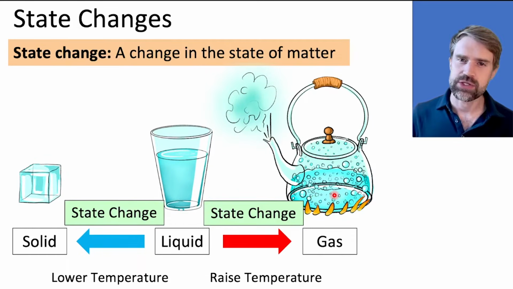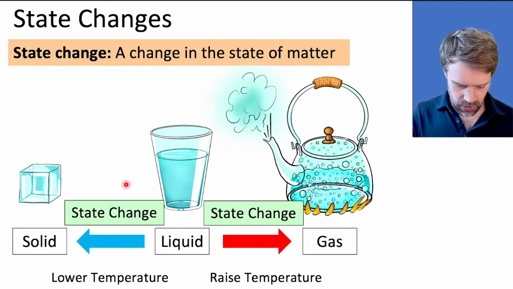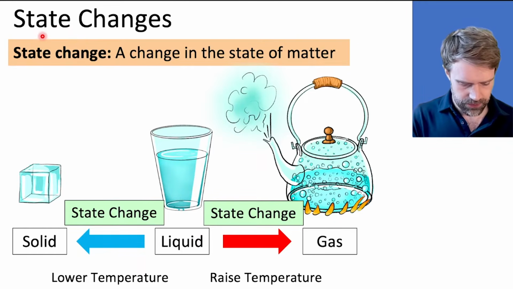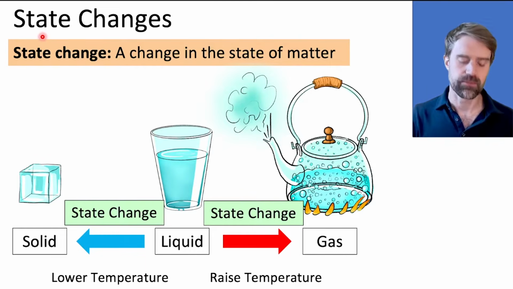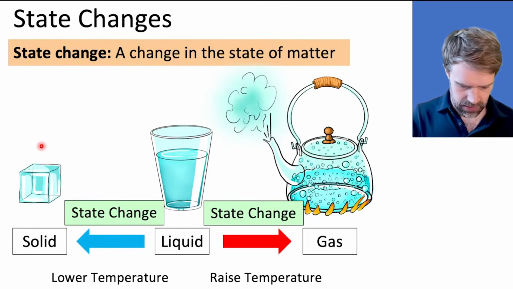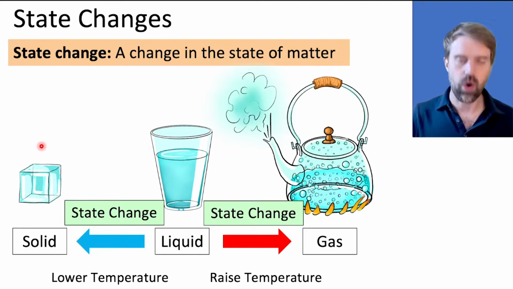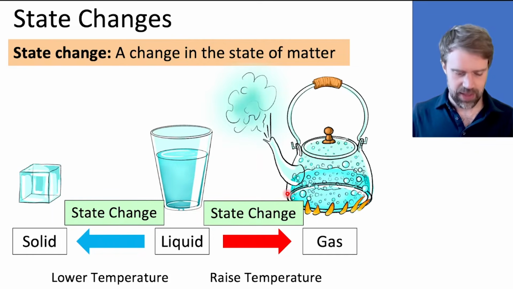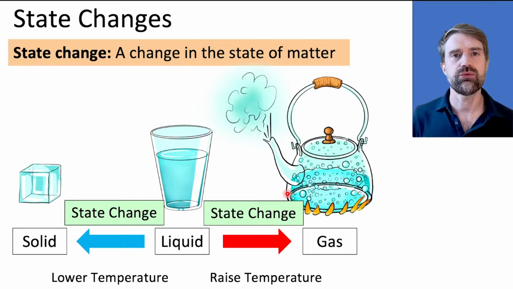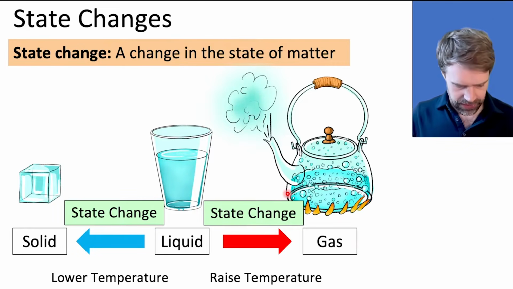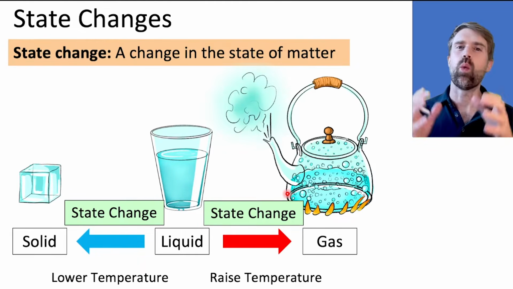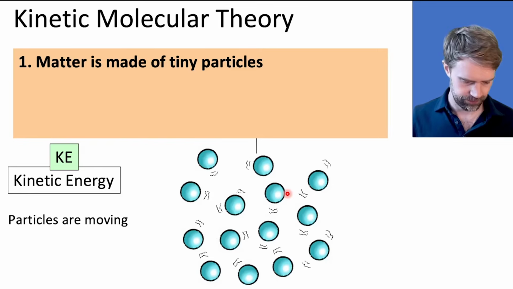It probably won't surprise you to learn that these changes are called state changes. A change in the state of matter is called a state change. When water freezes, it goes from liquid to solid. State change. When water boils, it goes from liquid to gas. State change. Now, you probably already know these concepts. Our main focus in this lesson is going to be looking at all the types of state changes, and most importantly, taking a look at why state changes occur.